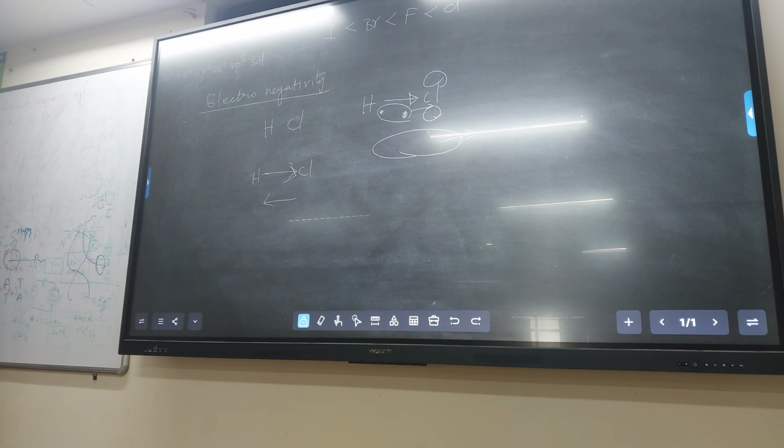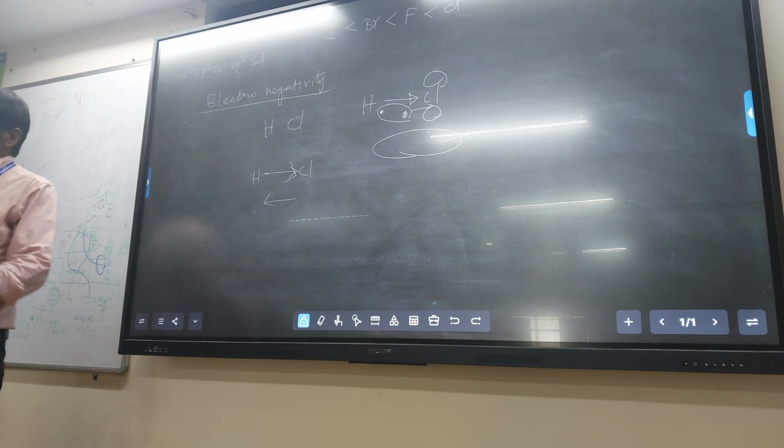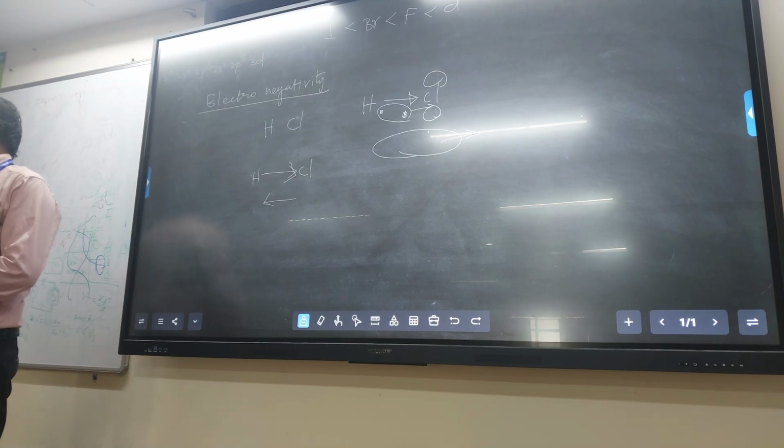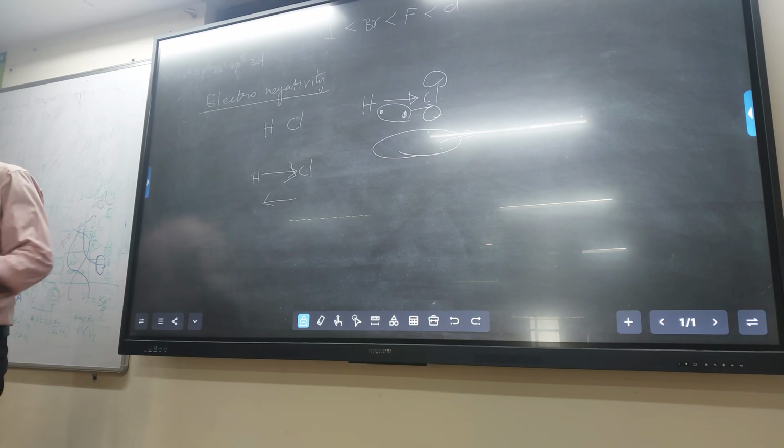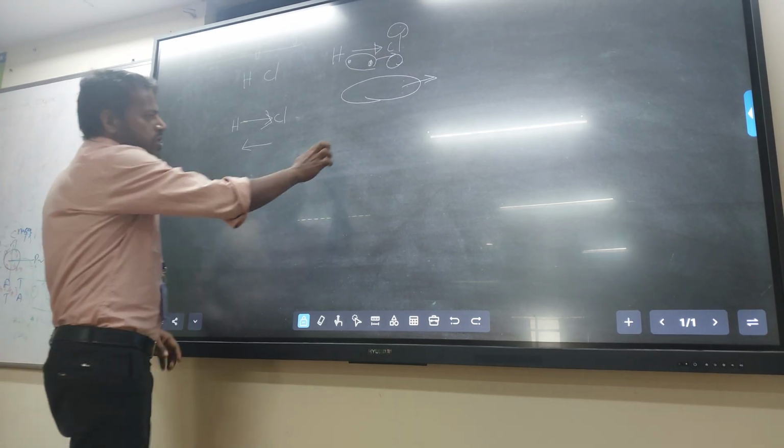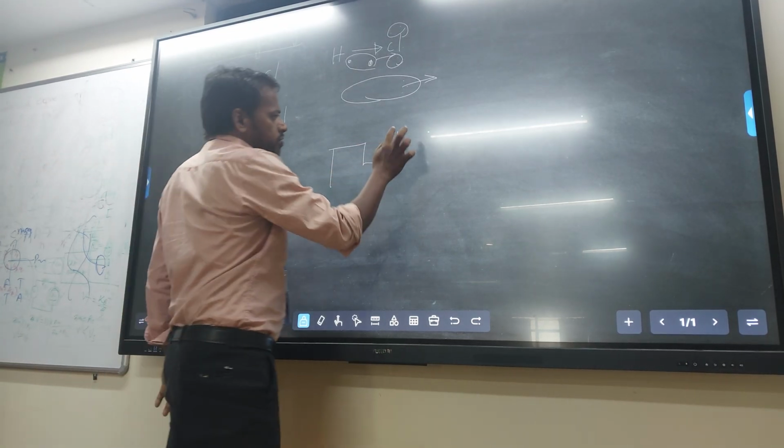So as usual, the same trend here also, from left to right increasing and top to bottom decreasing. The same explanation: effective nuclear charge increasing, therefore electronegativity also increasing. That's why, from left to right, you know the periodic table.